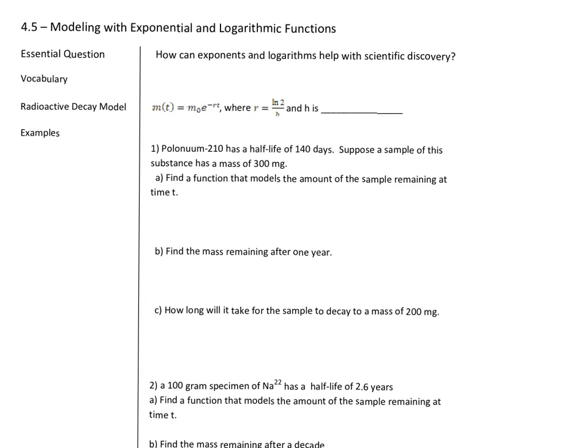All right, we're going to start off here today with some modeling with exponential and logarithmic functions. Mostly going to be exponential here, although we'll be using logarithms to solve them. So our main formula here is for radioactive decay. So you have it right there.